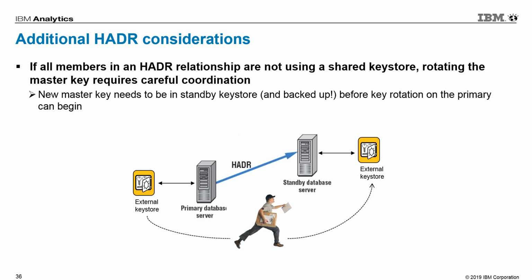So if you're not using a shared Keystore, then you have to be a bit more careful with how you coordinate it. So you actually want to put the master key in the primary Keystore, and then go put it in the secondary Keystore and back it up, same rules as before you do the key rotation. That way they both have access to it and both have a backup in case something happens to their Keystore. So again, just keeping the Keystores in sync if you use multiple Keystores. That same picture would apply if you're using multiple Keystores in pureScale or in DPF. You need to keep them in sync.